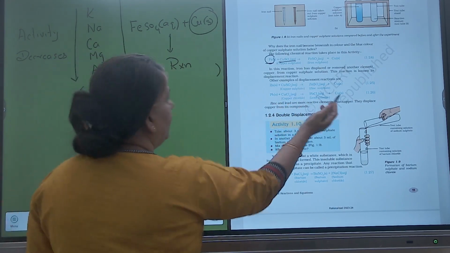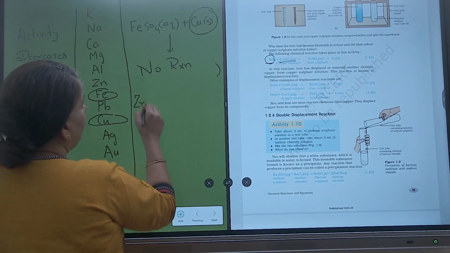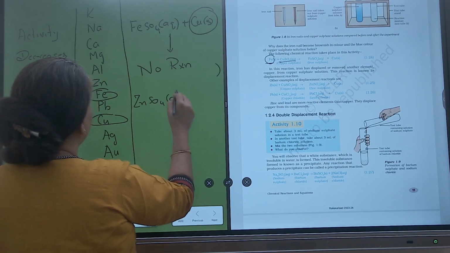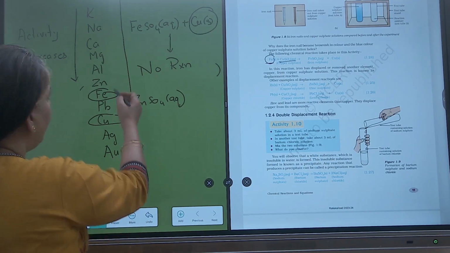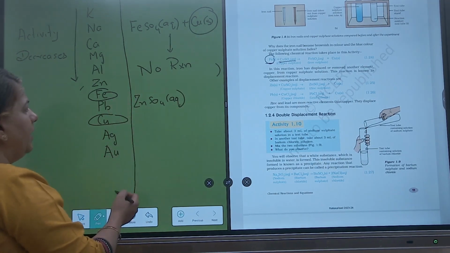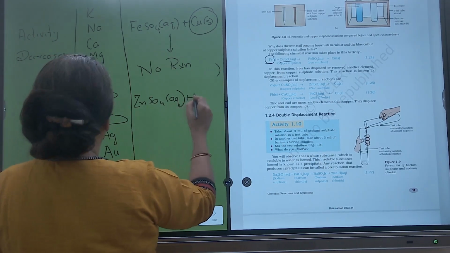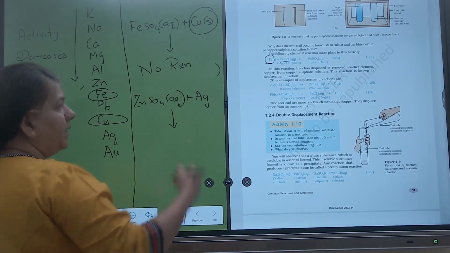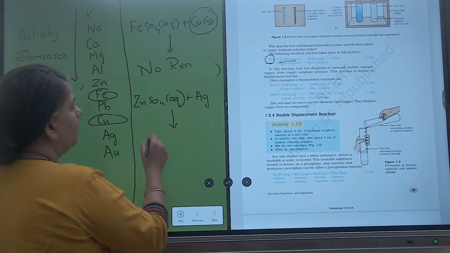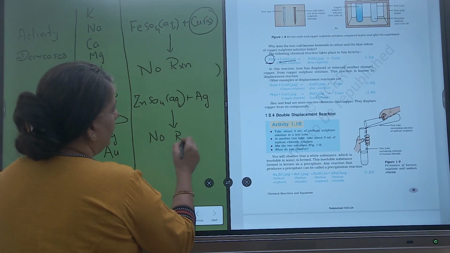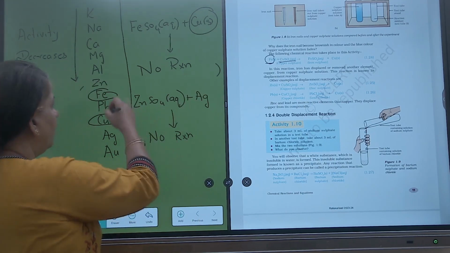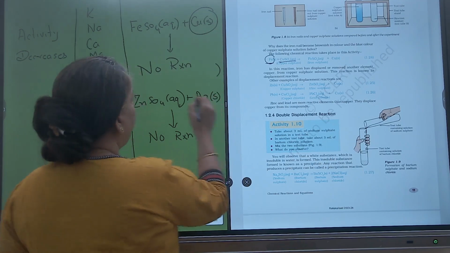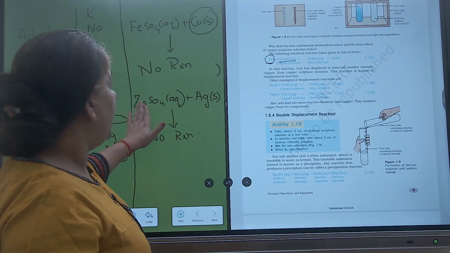Similarly, if this is the reaction, zinc sulfate aqueous, now I can pick any of the metal which is lower than zinc. Let me take silver. Will the reaction take place? Will silver replace zinc? Answer is no. No reaction. Again, the same reason, silver is lower than zinc in the activity series. So this metal is not as powerful as zinc to replace it from its salt solution.